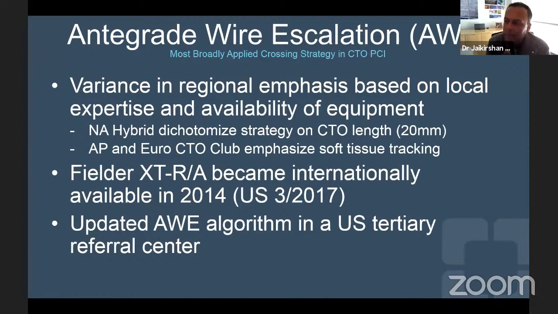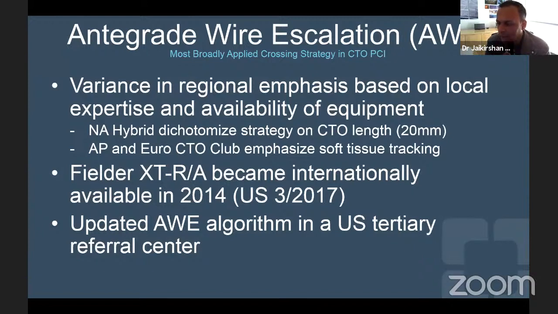But there's a lot of variance that we see regionally. And you see this at meetings. If you go to international meetings, you'll notice that North American operators very frequently will dichotomize CTO lesions based on the length. If it's longer than 20 millimeters, North American hybrid operators will typically advocate for a more advanced crossing strategy, be it CrossBoss and Stingray or go retrograde, whereas our colleagues in the Asia Pacific and the Euro regions tend to still favor antegrade wire escalation. And I think most of this has to do with regional availability of equipment.